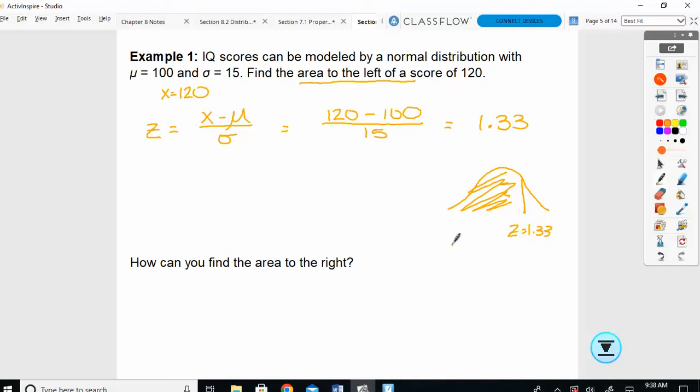When you use this table, it takes a little getting used to. On the left, it starts out with negatives. It gives you the first decimal place. So you have to go down to the 1.3 row. And then we go over to the 0.03. We'll go over 4 numbers, and it gives us 0.9082.